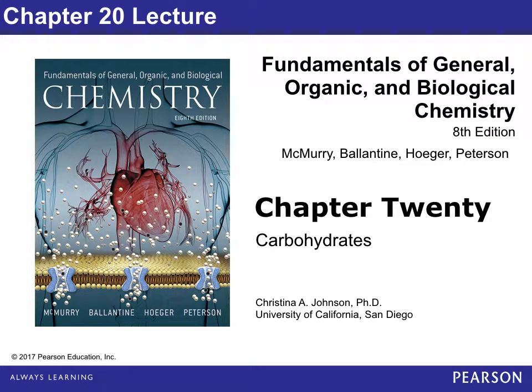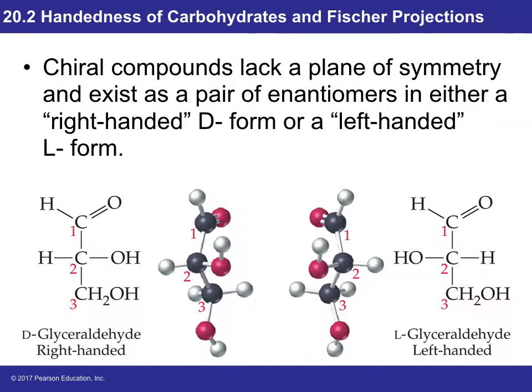Second part for chapter 20 on carbohydrates. We're a little bit complex. I would like to invite you to watch some videos, look at chiral and achiral objects, shoes, a table. You have examples in your textbook. A chiral compound lacks a plane of symmetry, and you'll have what we call enantiomers.